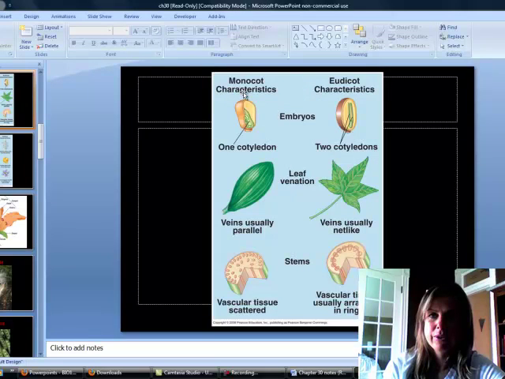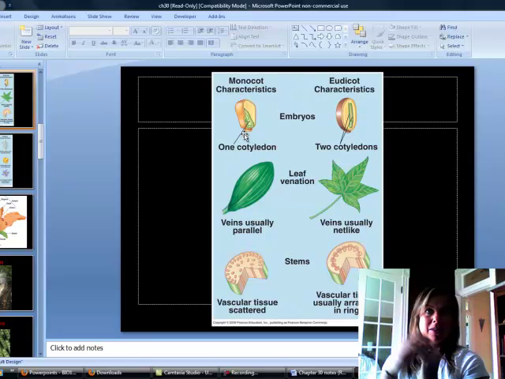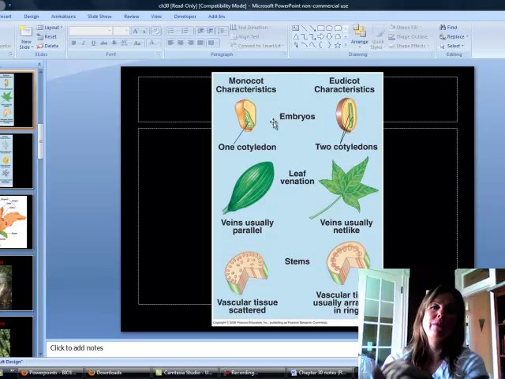So the word monocot comes from this area right here where it says one cotyledon. So when a seed is developing and the plant is growing inside, a monocot is only going to have one initial leaf. Whereas if you look here, the dicot is going to have two initial leaves coming out. So that's going to be the main difference where the name comes from. But there's other differences too.